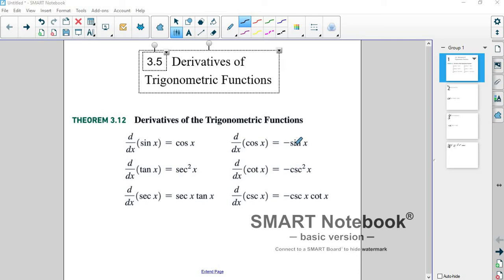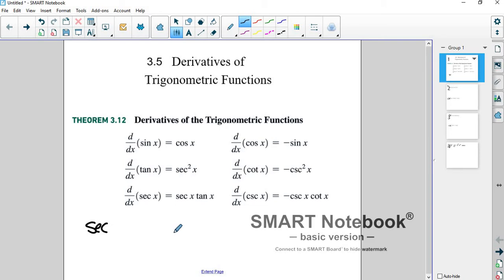So all the co-functions get a negative in front of them when you take their derivatives, and the tangent and secant and the cotangent and cosecant match up pretty much perfectly, and sine and cosine just go with each other. Okay, so a couple of really notational things to start with.